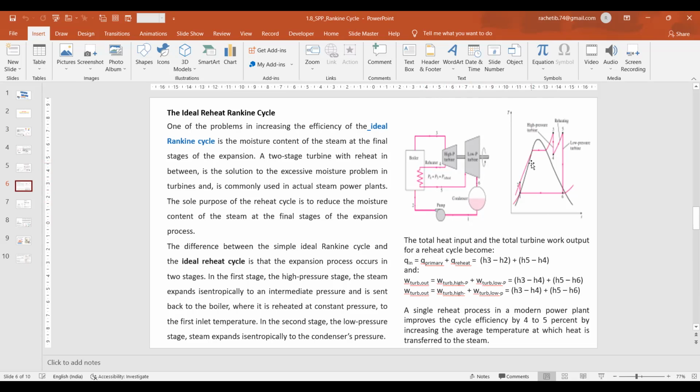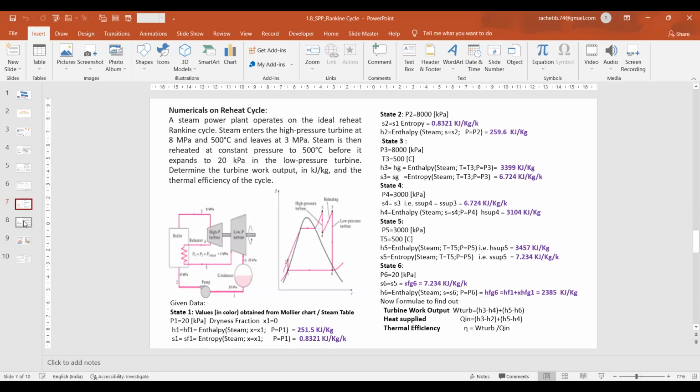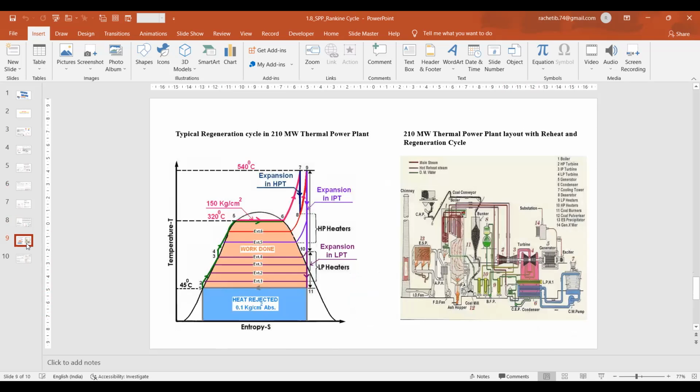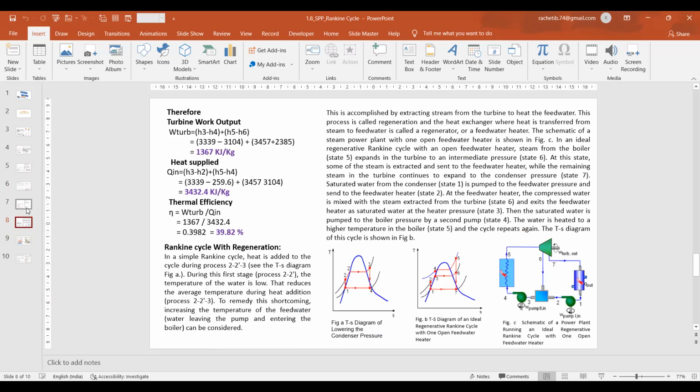This reheating process is shown on this diagram, and I'm again going to explain it with the help of this slide. So I'm not taking more time on the numericals on reheat and the regeneration cycle. In the regeneration cycle, you will see the feed water heater incorporated between the 2 pumps, so that the water before going to the boiler is preheated in the feed water heater and the efficiency can be further improved.